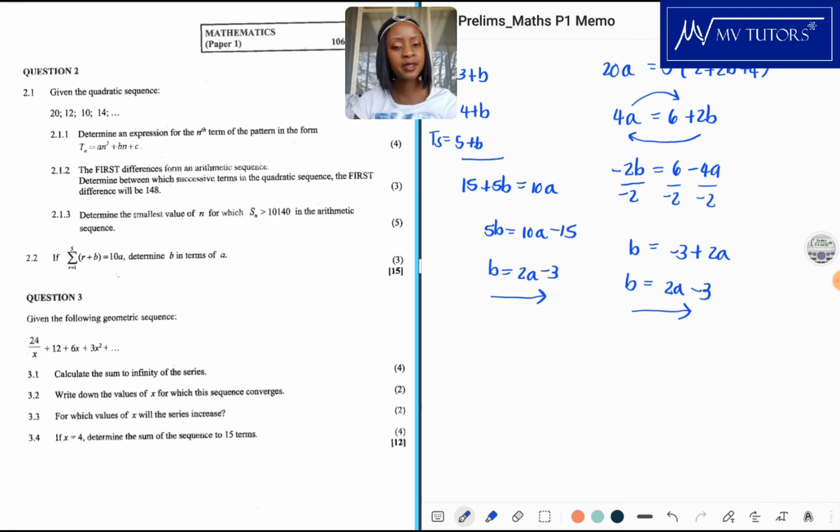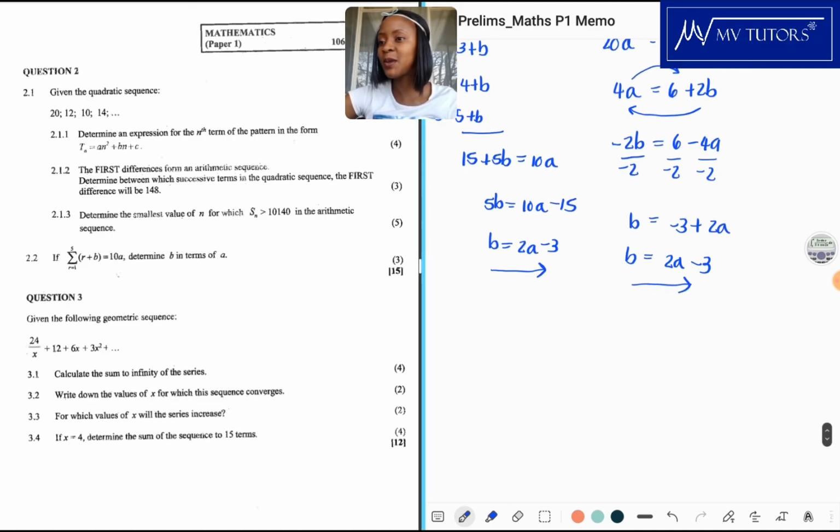Identify what kind of series you have. Is it an arithmetic series, or is it geometric? And then use the relevant sum formula. Okay, so yeah, we're done with question 2. See you next time.